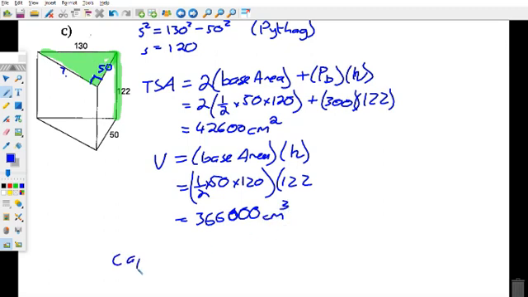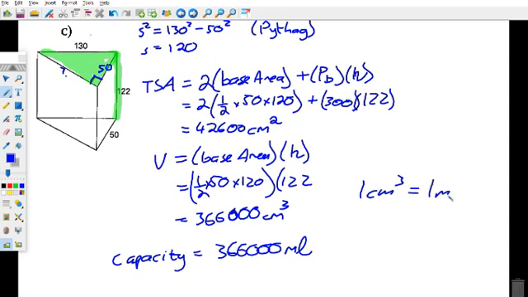Now to find the capacity, okay, to find the capacity is equal to 366,000 milliliters, because 1 centimeter cubed is equal to 1 milliliter, but they didn't want the answer in milliliters, they wanted it in liters. So we've got to divide by 1,000, so we get 366 liters.